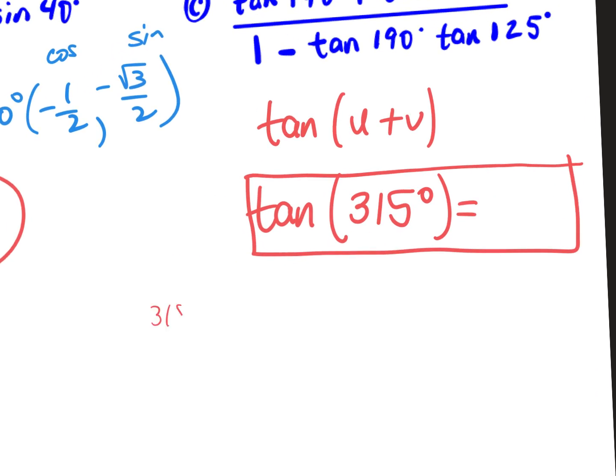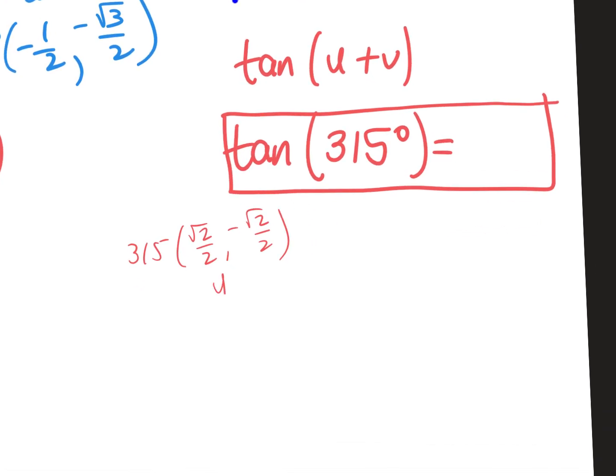Well, at 315, guys, what is the ordered pair? Square root 2 over 2 and negative square root 2 over 2. Oh, this is easy. What's tangent? Y over x. So take the y value. Negative root 2 over 2 divided by positive root 2 over 2. What's your answer? Negative 1. Perfect. How does that look?